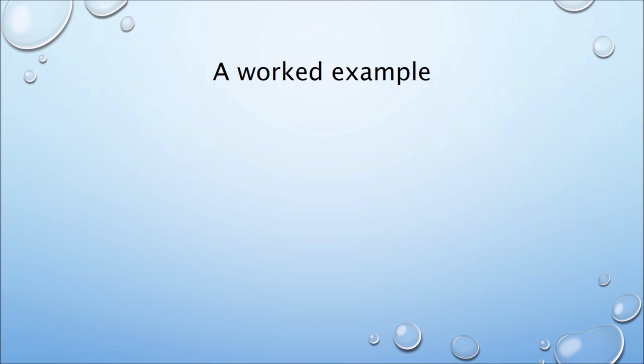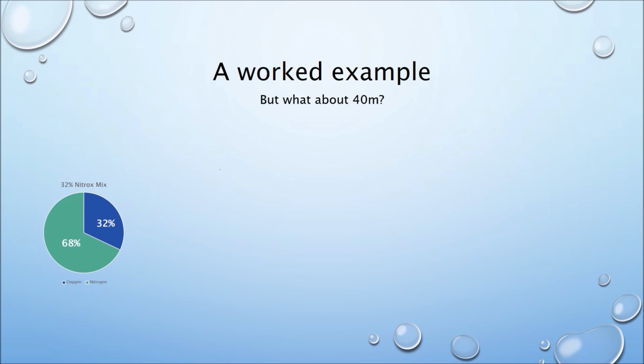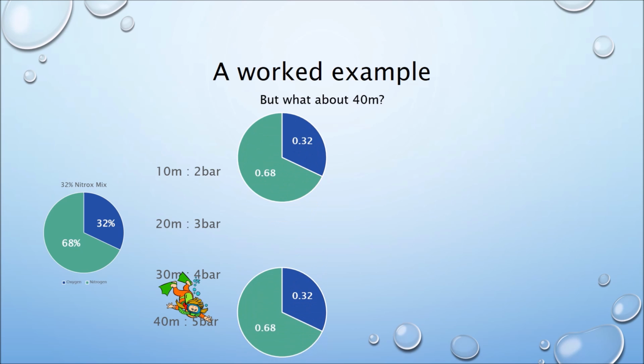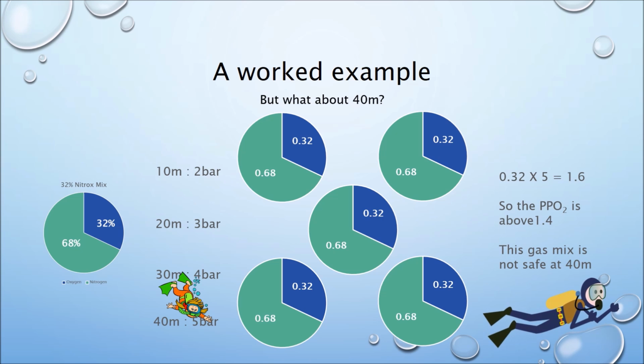Go a little bit deeper though. What about 40 meters? I think you're probably picking up on a theme here. So we're going to now breathe, so 10 meters, 20 meters, 30 meters, 40 meters, we're at 5 bar. So this time our calculation is going to be 0.32 times 5. So you can see them all there. And 0.32 times 5 is a partial oxygen pressure of 1.6. So partial pressure of oxygen is above 1.4. The gas mix is not safe, and our little diver is convulsing again.